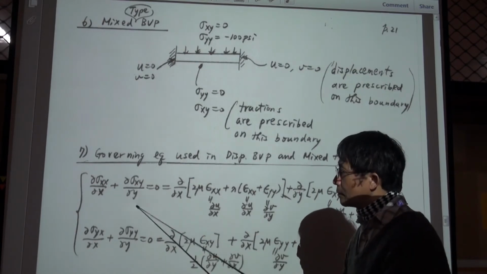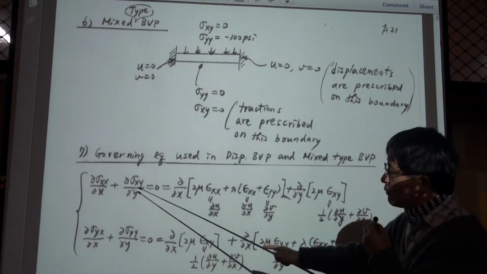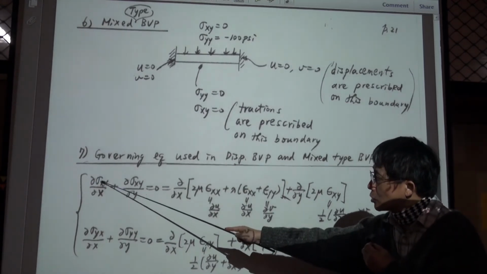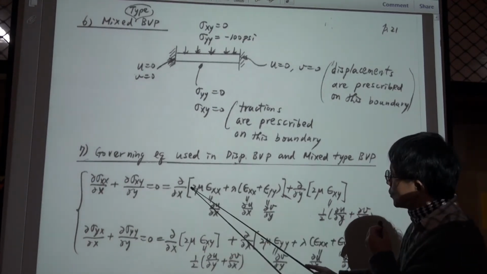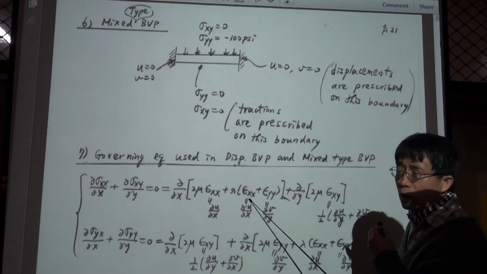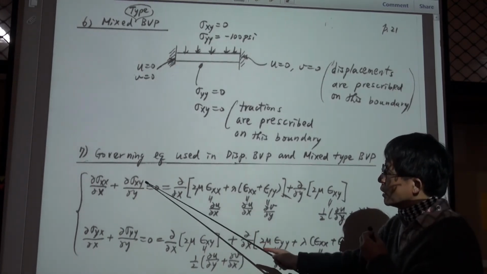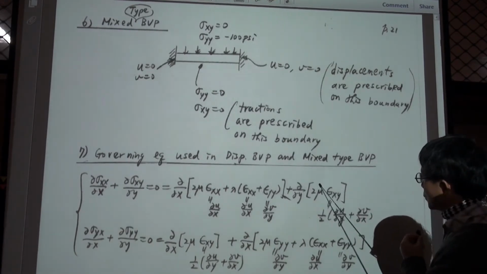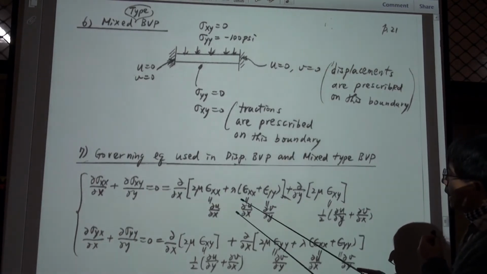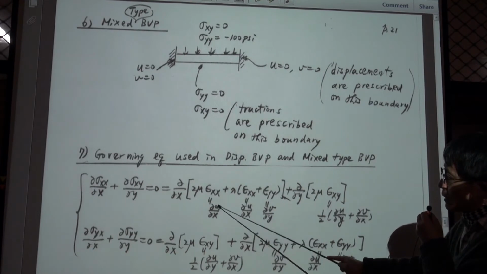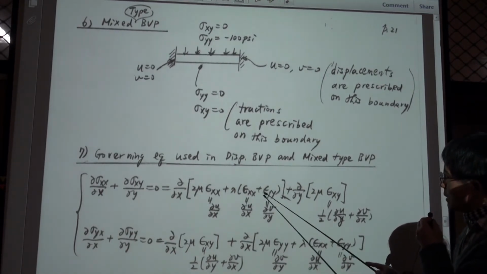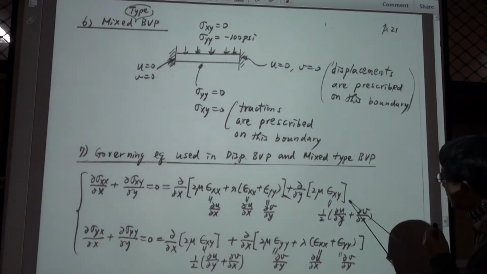This one. Okay? We start with the equilibrium equation. And then we replace the stress by the strain according to Hooke's law, right? And this shear stress replaced by the strain according to Hooke's law. And then the strain can be replaced by this, epsilon xx equal to partial u partial x. This one equal to this, this one equal to this, and this one equal to this.